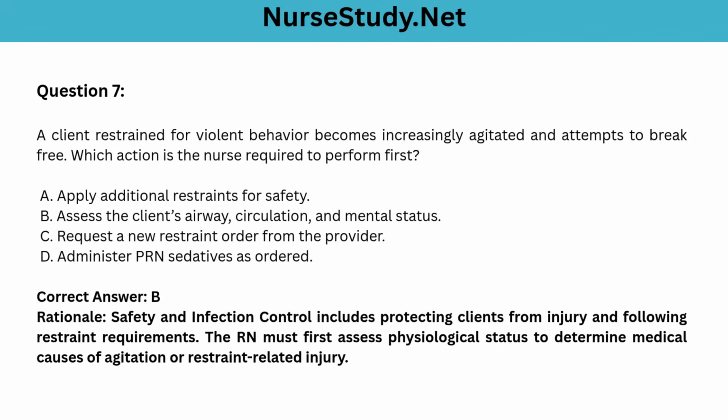Correct answer: B. Rationale: Safety and infection control includes protecting clients from injury and following restraint requirements. The RN must first assess physiological status to determine medical causes of agitation or restraint-related injury.